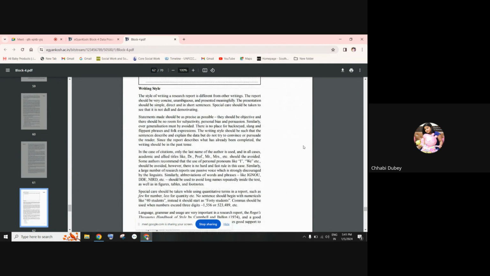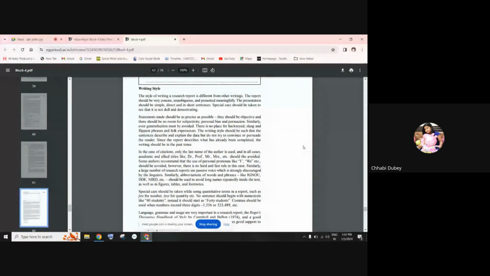Now, there are certain points that we need to consider when we are talking about the writing style of the research. The style of writing a research report is definitely different from writing other reports. A report should be very concise, first of all. It should be concise, unambiguous, easy to understand, and presented very meaningfully. This presentation needs to be simple and direct, and use of short sentences is preferable.